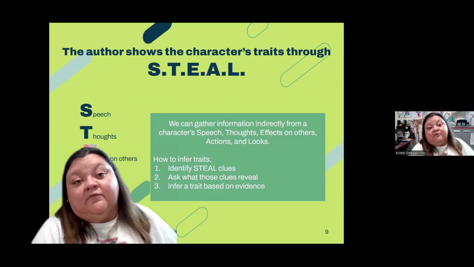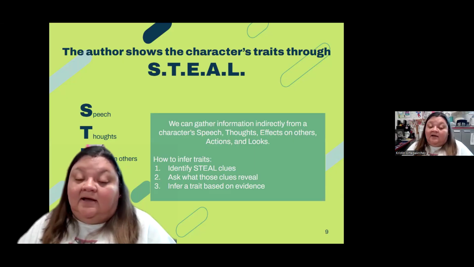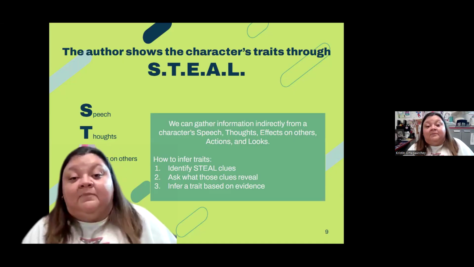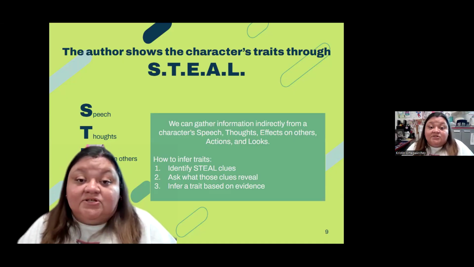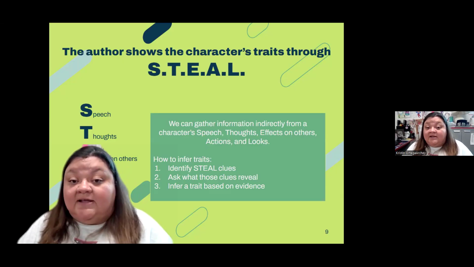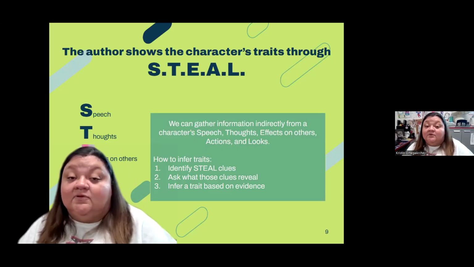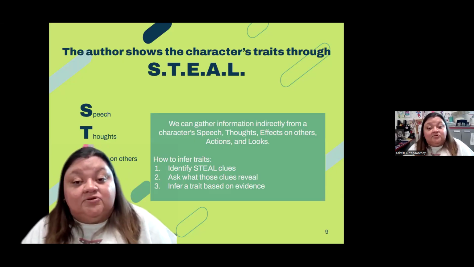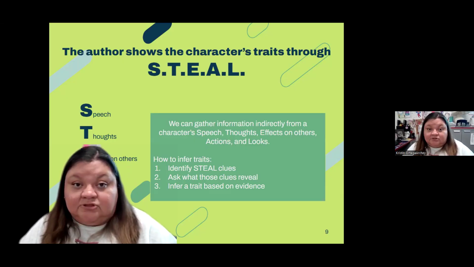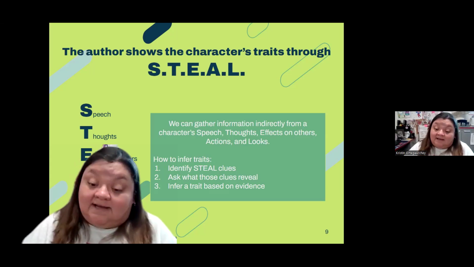A lot of the things that we've gone over in the past couple of weeks are going to help us understand this: what authors say, the point of view that the author chooses to tell the book in, and those kinds of things. So, how to infer, meaning how to read between the lines. You're going to identify the STEAL clues that you find in any text. You're going to ask what those clues reveal. And then you're going to infer a trait based on that evidence. We're going to base those traits, those characteristics, on the evidence we find in the text.